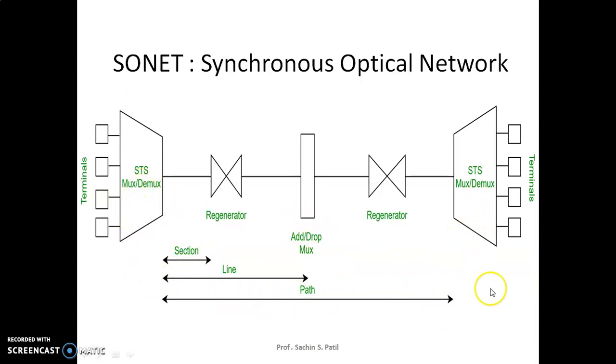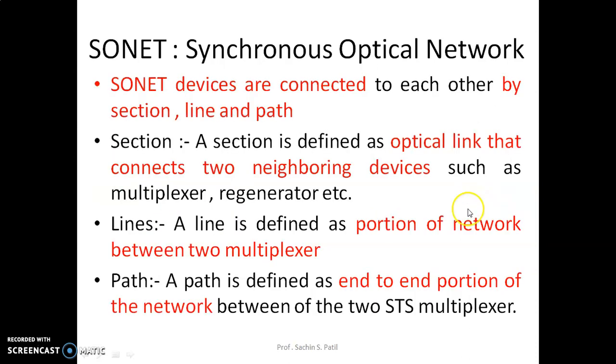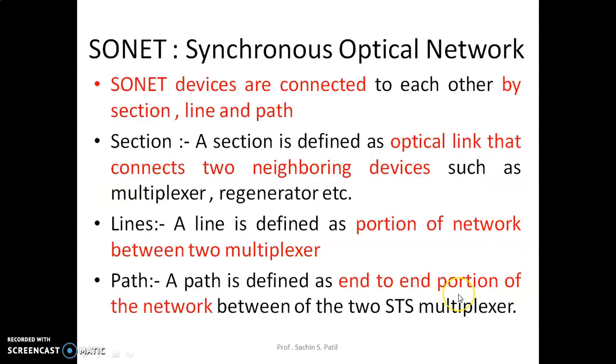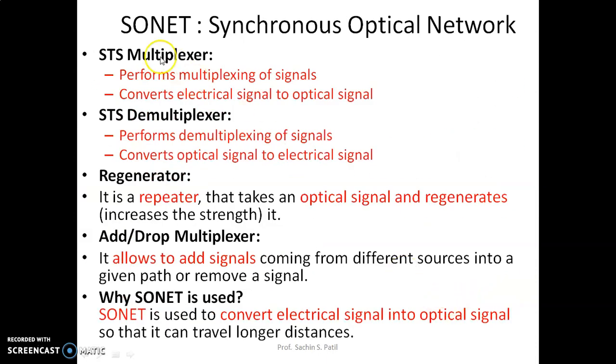It's the STS mux and this is the demux. So the path is defined as the end-to-end portion of the network between the two STS multiplexers. So we can say this is the STS multiplexer and this is the STS demultiplexer, and these are connected using a path connection. The STS multiplexer performs multiplexing of signals and converts electrical signal to optical signal.